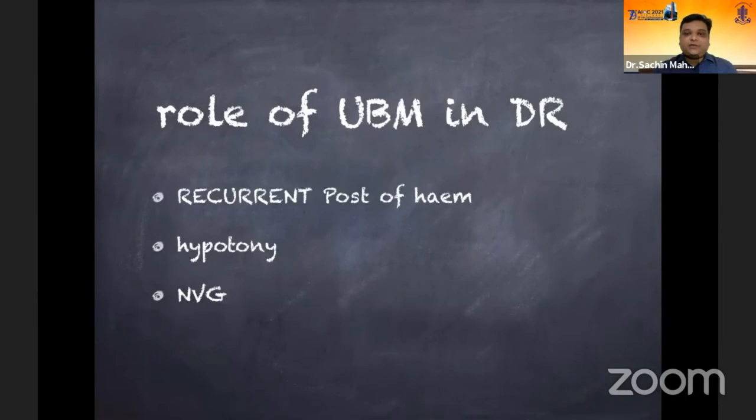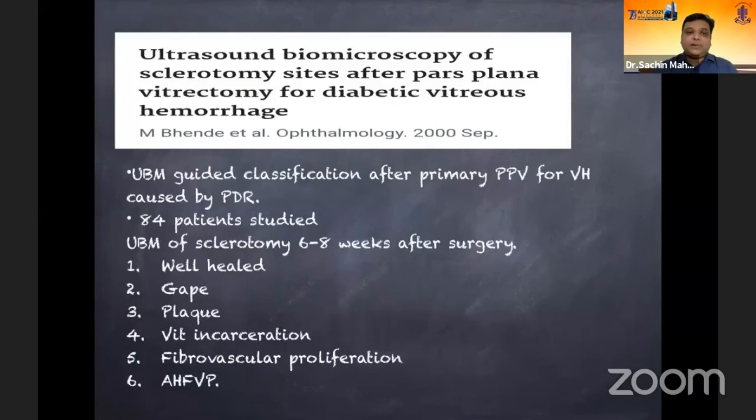Coming lastly, very quickly, the role of UBM in DR is limited, but very specific and useful, mostly in cases of recurrent postoperative hemorrhages, in cases of hypotony, and in some cases of neovascular glaucoma. There's a wonderful study published in Ophthalmology 2000 by Dr. Munna Bende et al., which analyzed the site of pars plana vitrectomy, especially the sclerotomy area, and classified it into eight types. They did a UBM 6 to 8 weeks following surgery. They classified it as a well-healed gape or a plaque.